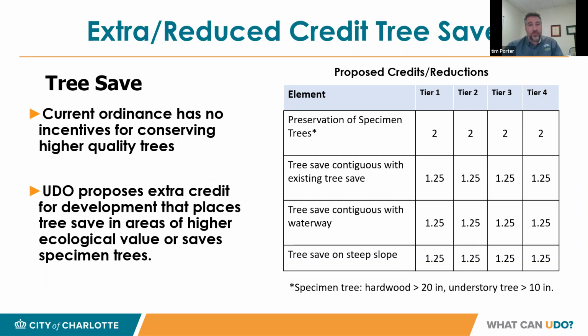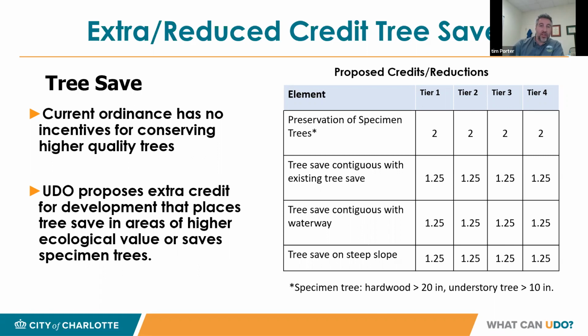And moving on with the tree save expanded menu options is incentives and credits. If you preserve specimen trees, these would be trees that are higher value hardwoods or understory trees, you get additional extra credit for that. At present, it's 1.5 times extra credit. In the future, we're proposing double extra credit.